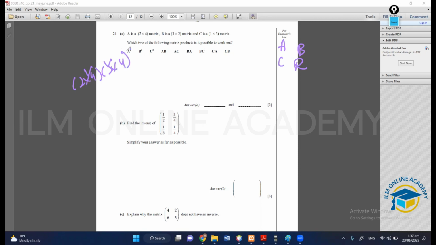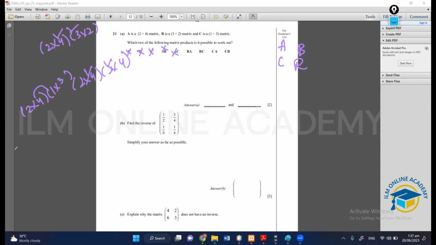अगर A square possible नहीं है तो B square भी possible नहीं है, C square भी possible नहीं है। अब A और B को देख लेते हैं, तो 2/4 and 3/2. This is also not possible because A has 4 columns and B has 3 rows. Not possible. Then coming over AC, so 2/4 and 1/3. This is also not possible because the number of columns and number of rows are not equal.